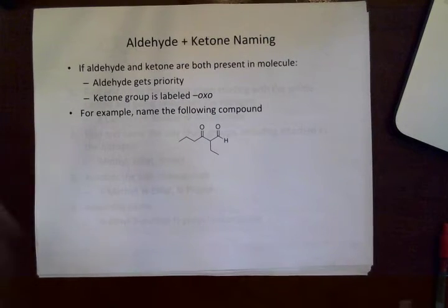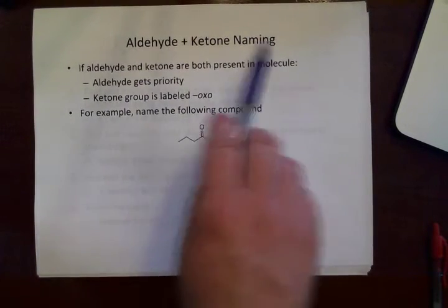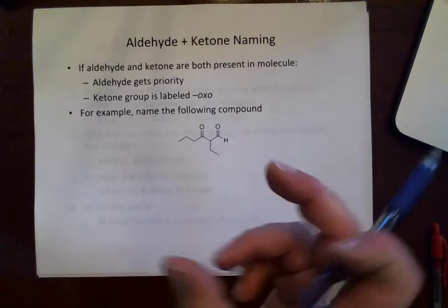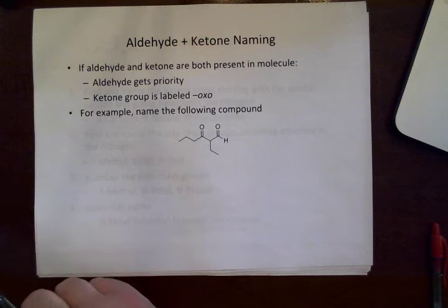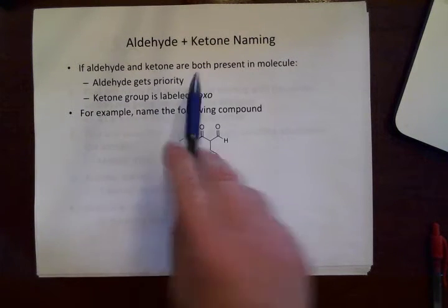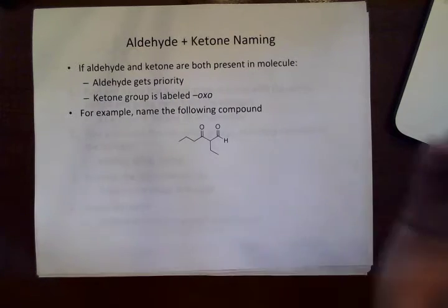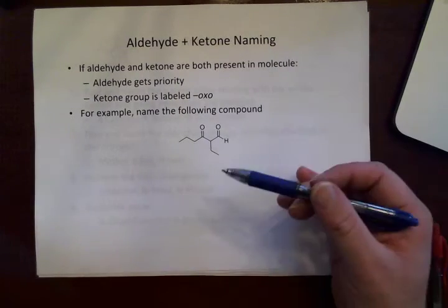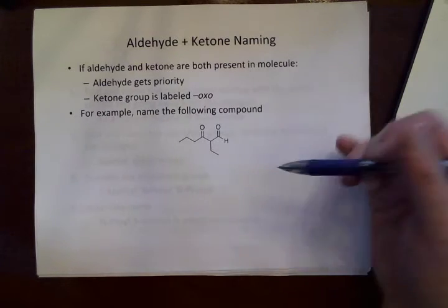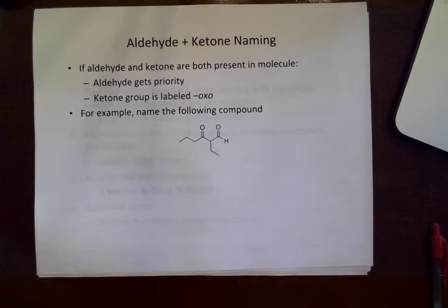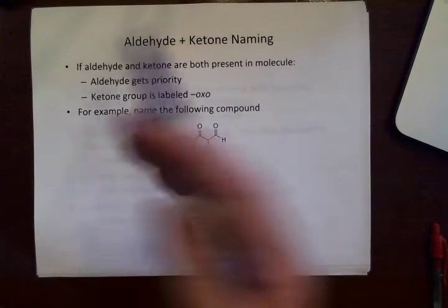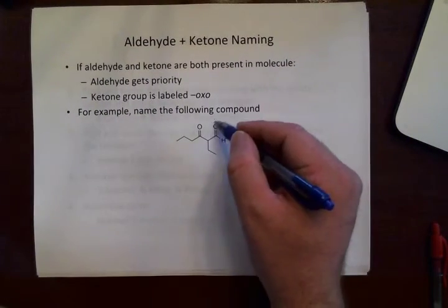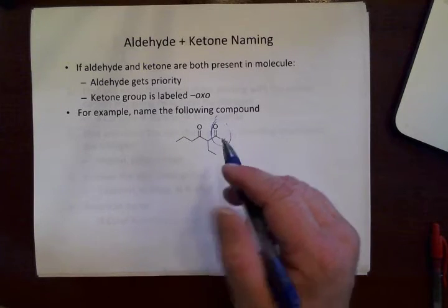Now we're going to talk about this a little bit more. If you have more than one group, there is a priority list, so you do need to know that. For example, carboxylic acid is the highest, and then I think esters and amides, aldehydes, ketones, and then alcohols. Those are the ones you need to know. If you have an aldehyde and a ketone in there, the aldehyde is going to have the priority.